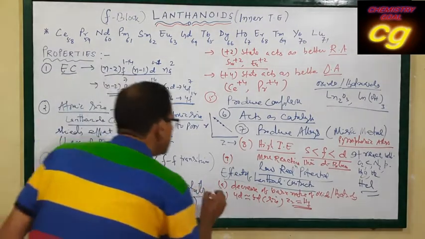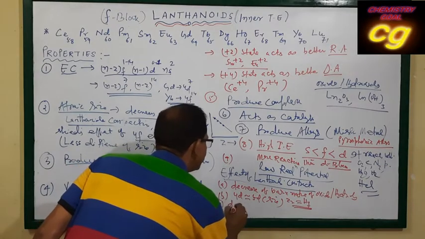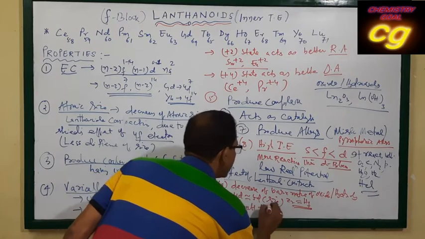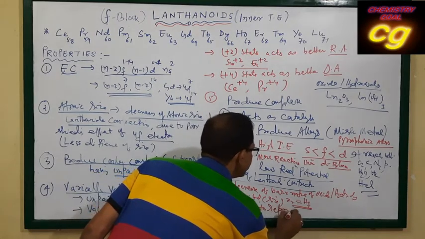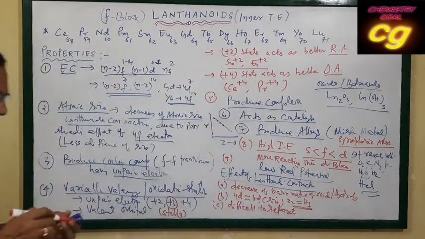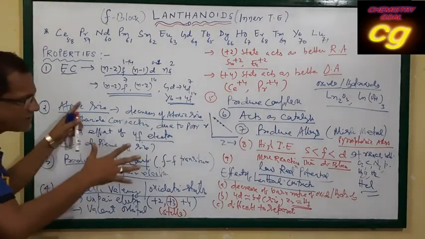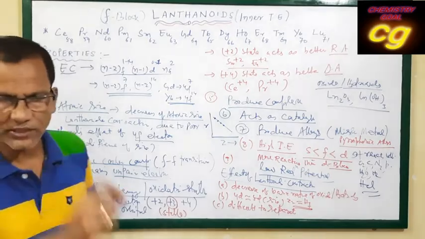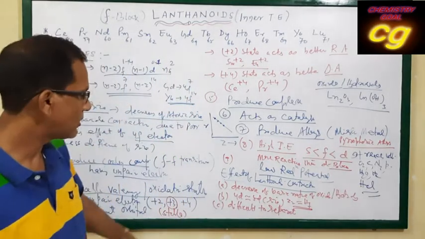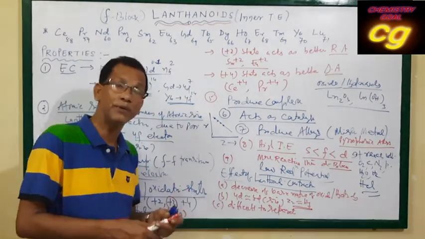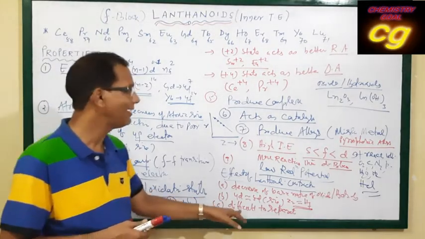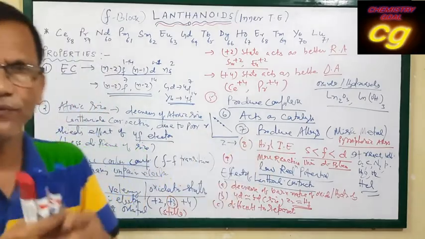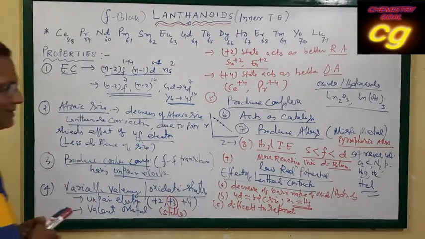Another very important effect is that they are difficult to separate. Their size is decreasing from left to right, but the difference in size is very small. That's why it is difficult to separate. It will be difficult to isolate the lanthanides from the mixture due to the very small difference in atomic size.